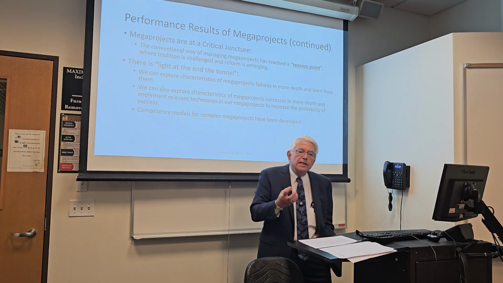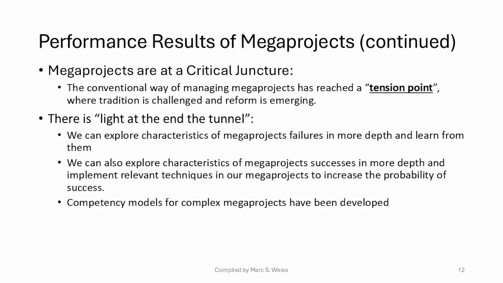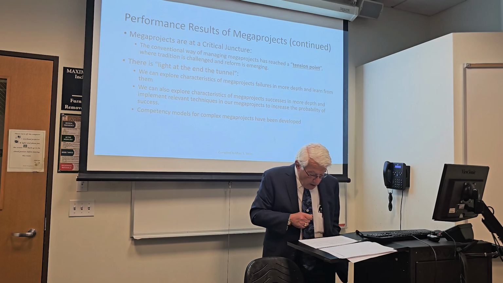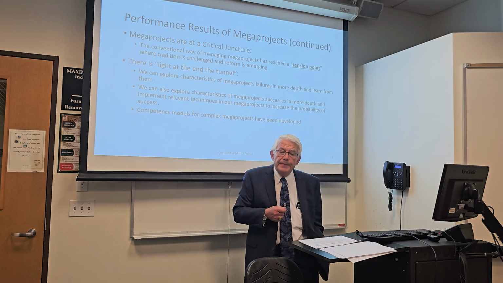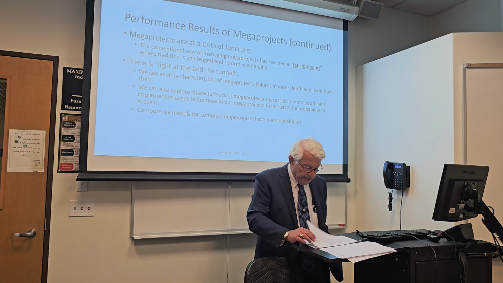The other thing that's suggested is we're at a critical juncture now time-wise. One of the authors referred to it as a tension point. However, the tradition is being challenged with really good reforms, so things are getting better. And there's light at the end of the tunnel, and the light isn't a train ready to hit you. It's some good techniques. So we explore characteristics of mega project failures in depth, and we learn from them. We explore characteristics of mega projects successes. And then there are also competency models for complex mega projects that we take a look at.